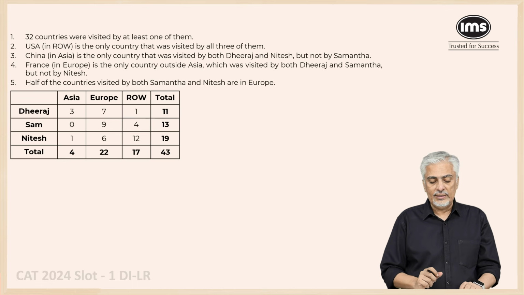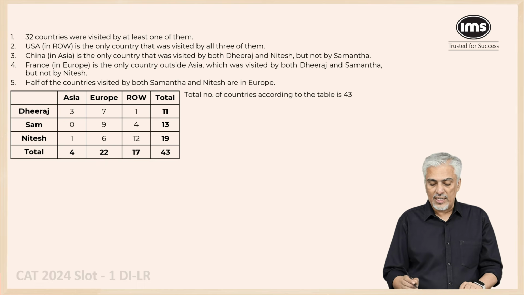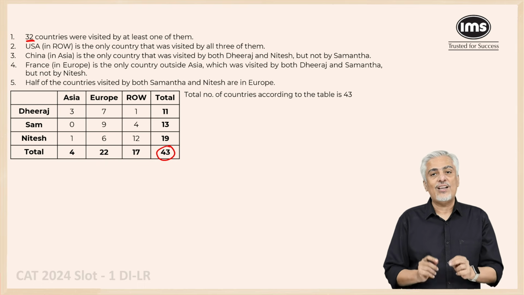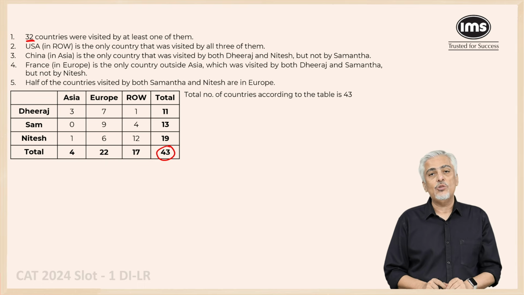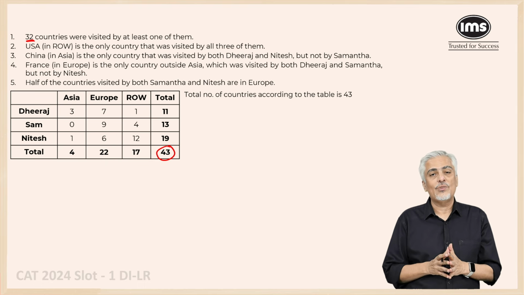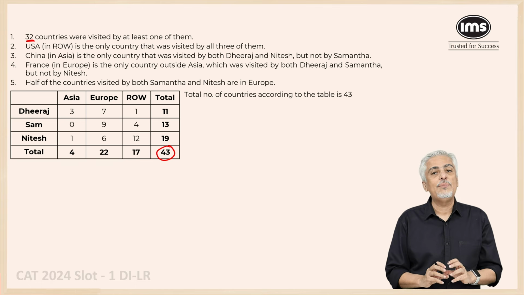Now I'll use those 5 points. Let's have a look at that. The first one, 32 countries were visited by at least one of them. Now total countries from the table is 43, which we can see over here, but only 32 countries are there actually. So which means there have to be 11 overlaps. Now overlaps can be of 2 types, where only 2 people are overlapping or all 3 people are overlapping.